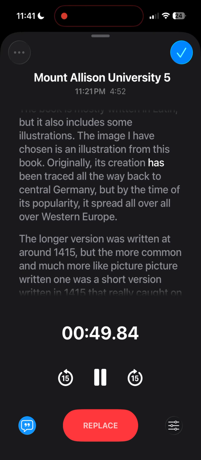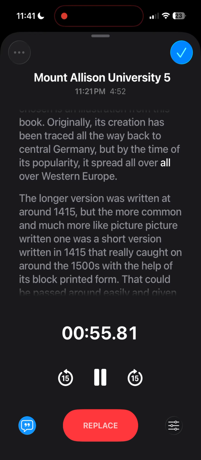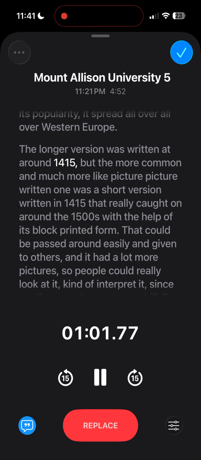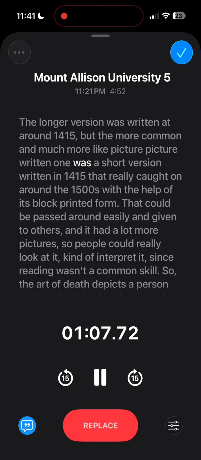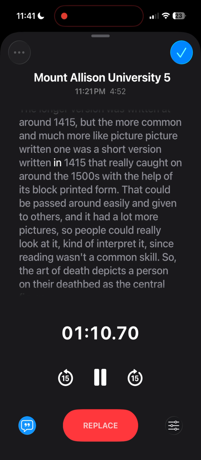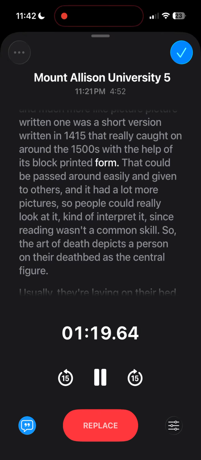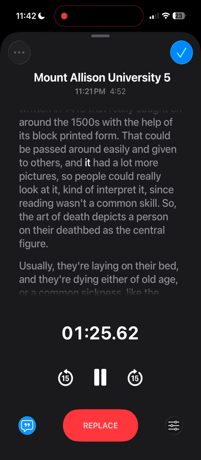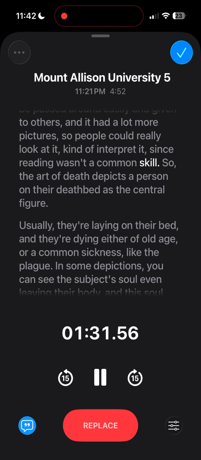Originally, its creation has been traced all the way back to central Germany, but by the time of its popularity, it spread all over Western Europe. The longer version was written at around 1415, but the more common and much more picture-filled one was a short version that really caught on around the 1500s with the help of its block printed form that could be passed around easily and given to others. It had a lot more pictures so people could really look at it and kind of interpret it, since reading wasn't a common skill.